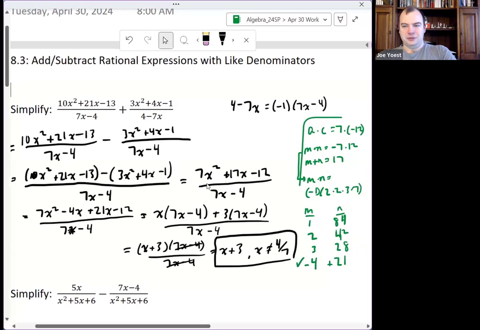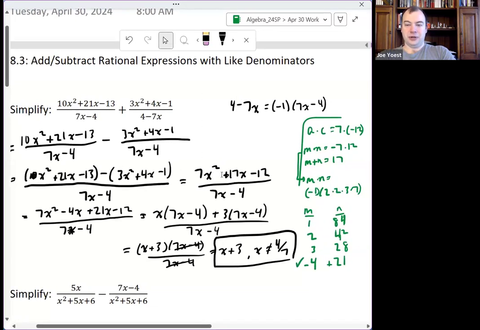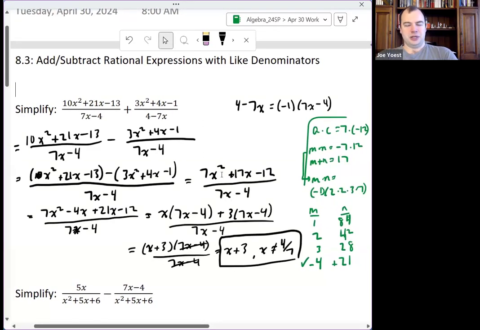I want to factor this quadratic in the numerator. It's not a super easy quadratic to factor, so I'll use AC grouping. I see that a times c is 7 times -12, or -84. I'm looking for two numbers m and n such that their product is -7 times 12 and their sum is 17. I'll factor -7 times 12 into its prime factors.